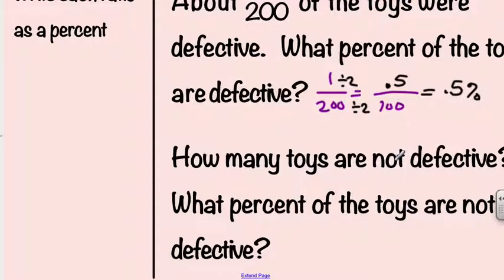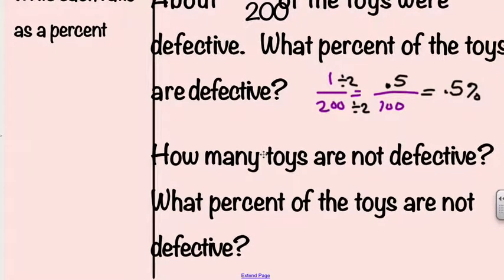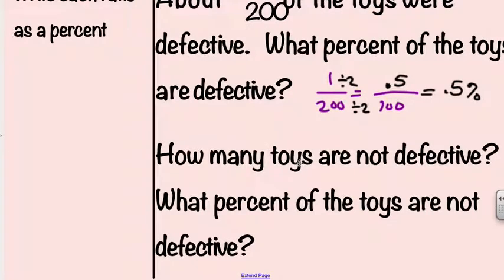How many toys were not defective? So you have two questions here. You need to be careful. This one says, how many toys are not defective? Well, if 1 out of 200, the 1/200th that we had, was defective, how many are not? Well, the remainder. The remainder that are not is going to be 199 toys out of the 200 are not defective.